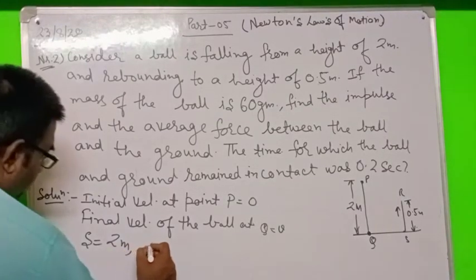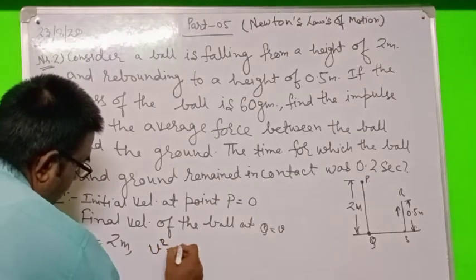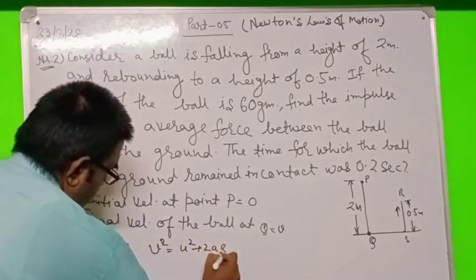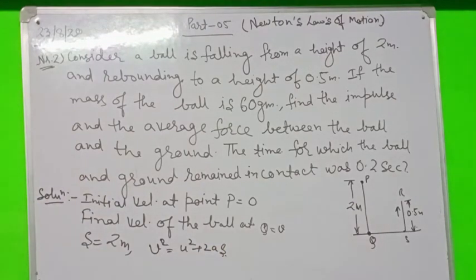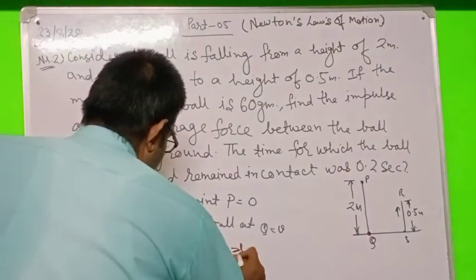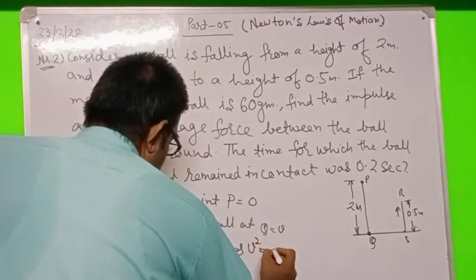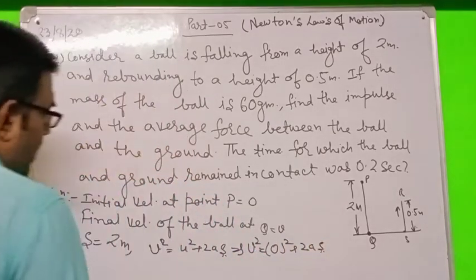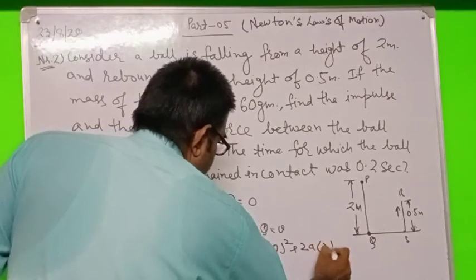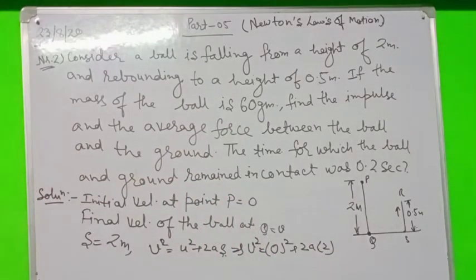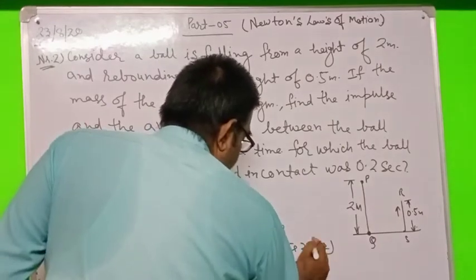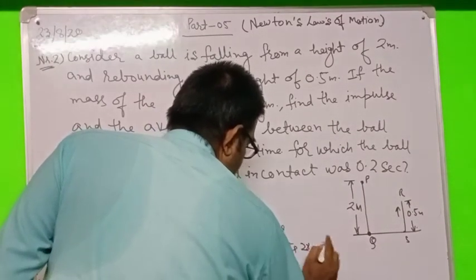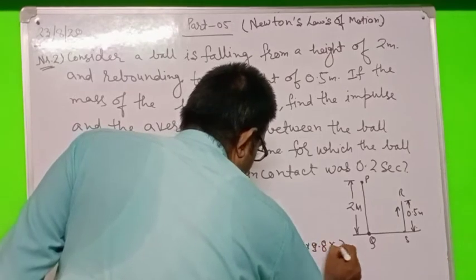Then applying v square equal to u square plus 2as, you can calculate the value of the final velocity v, because the initial velocity is 0. So v square is equal to 0 square plus 2 as, and as s is given as 2 meter, you can consider the value of a as 9.8, so 9.8 into 2.